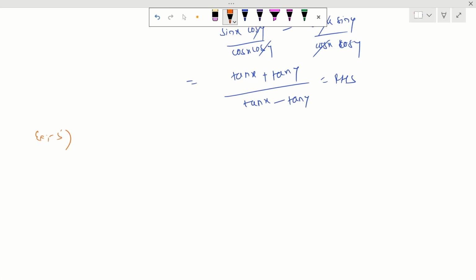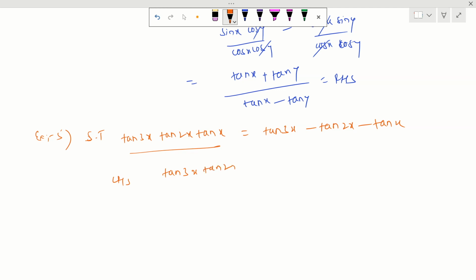Here we have to show, or prove, that tan 3x into tan 2x into tan x is equal to tan 3x minus tan 2x minus tan x. We have to prove this one. Taking the LHS term, that is tan 3x, tan 2x and tan x.